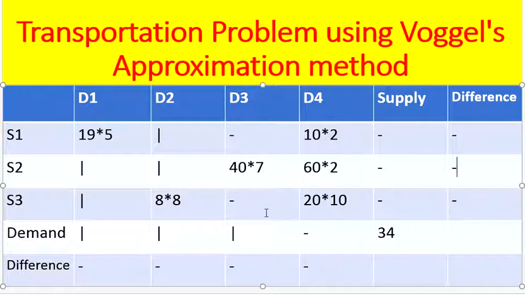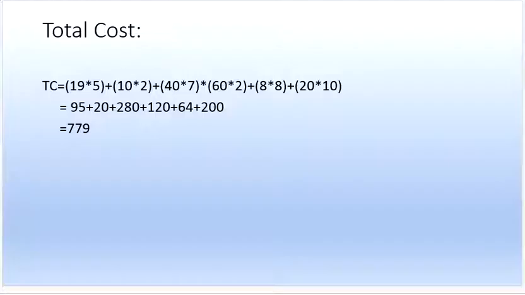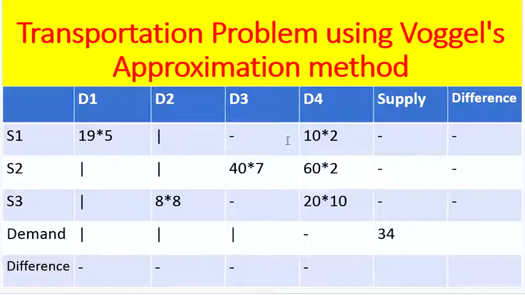Now we have to multiply all of this and we get the cost of the Vogel's approximation. See, now all of the above is multiplied with that. The cost is 19 into 5 and 10 into 2, and at the last the cost is 779. It is the Vogel approximation cost for the above input and the above supply and demand in that particular case.